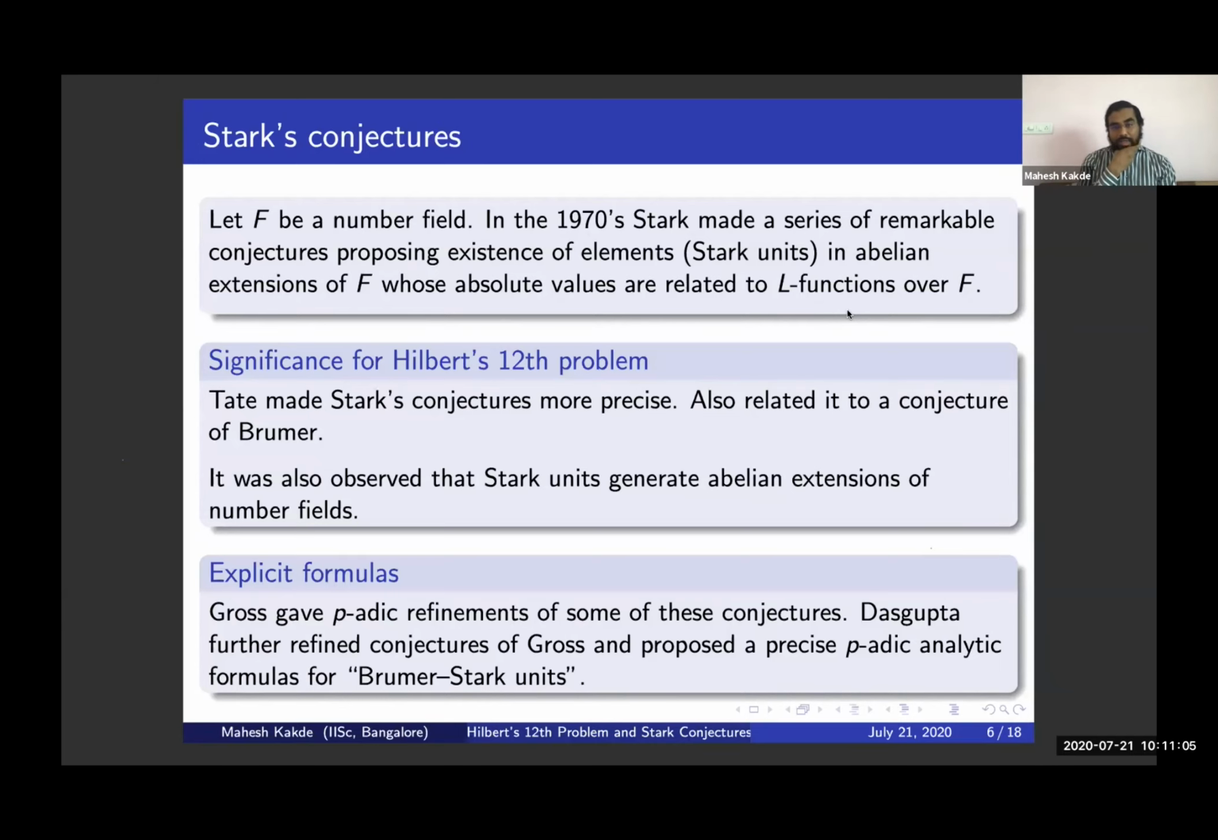So Stark made, in a series of papers in the 1970s, at least four in Advances in Mathematics, many conjectures where he proposed the existence of certain special elements, which we now call Stark units, which are related to the leading term of L-functions of F, Artin L-functions of F, at s equal to 0 or at s equal to 1.